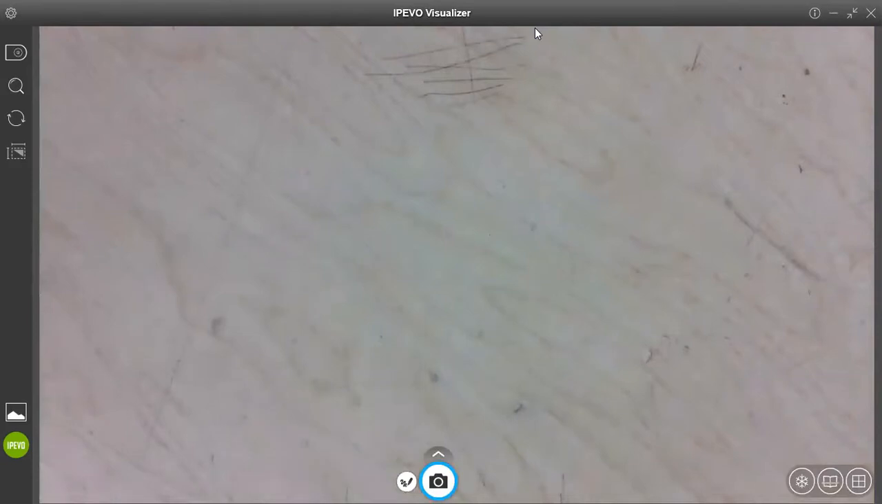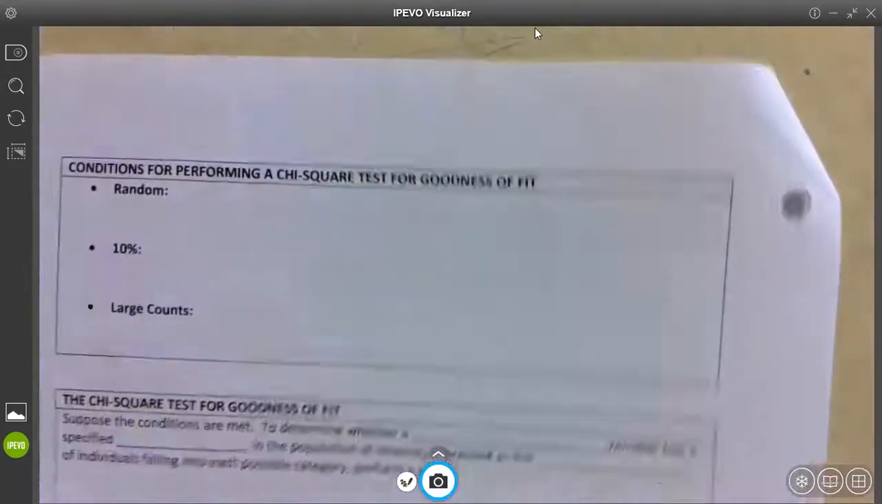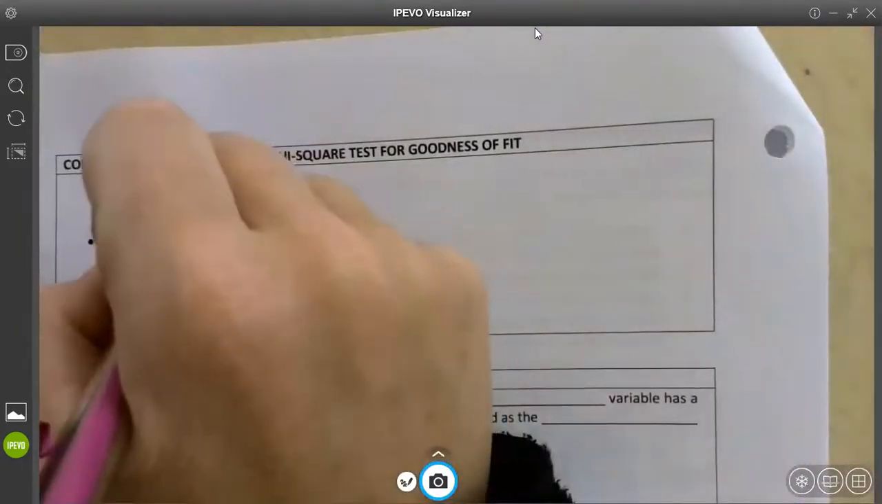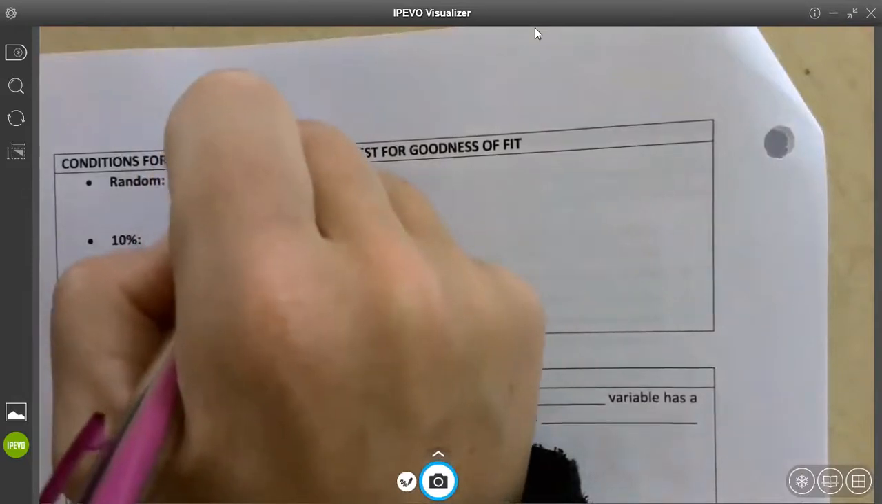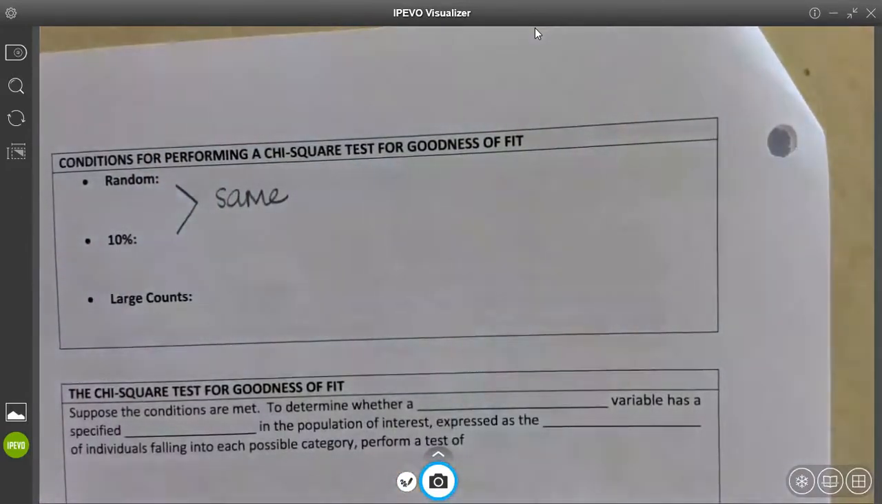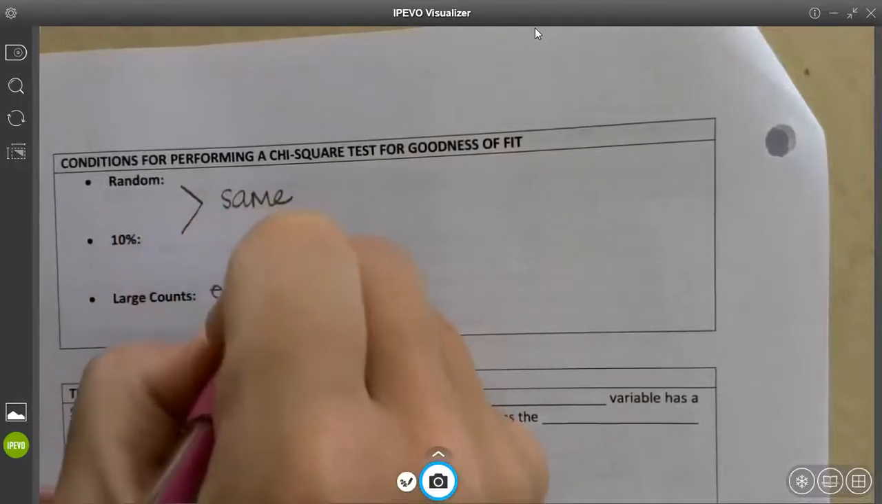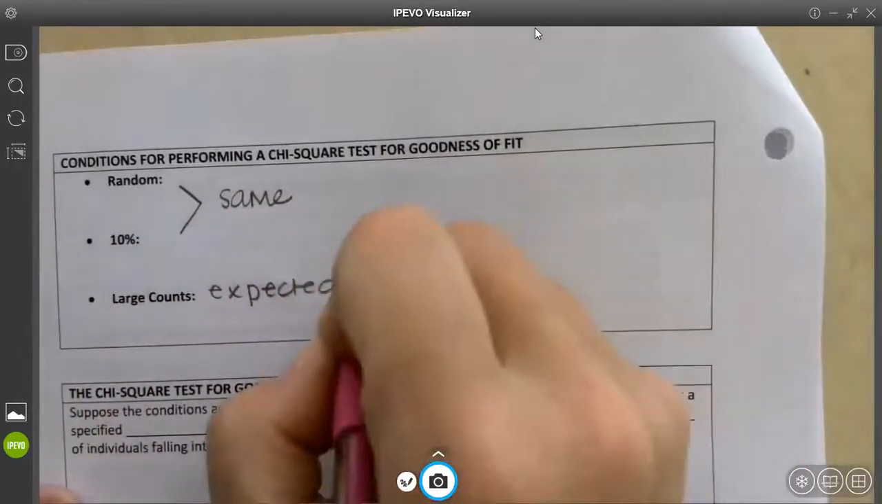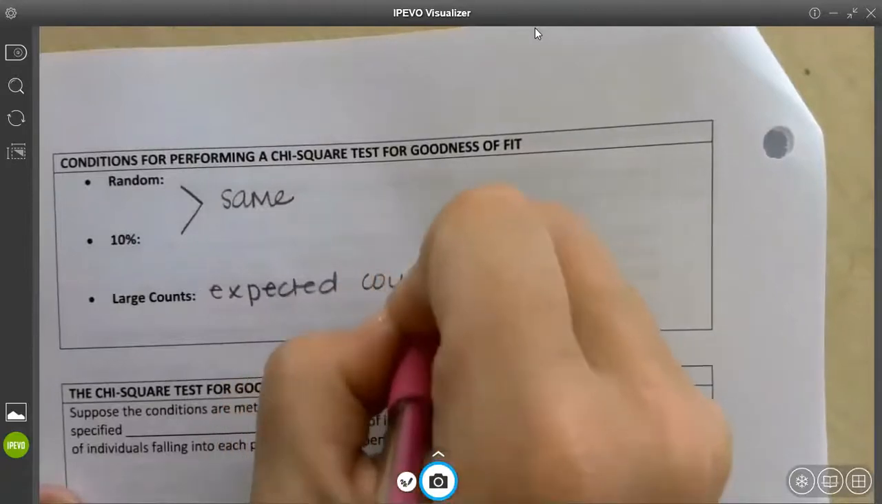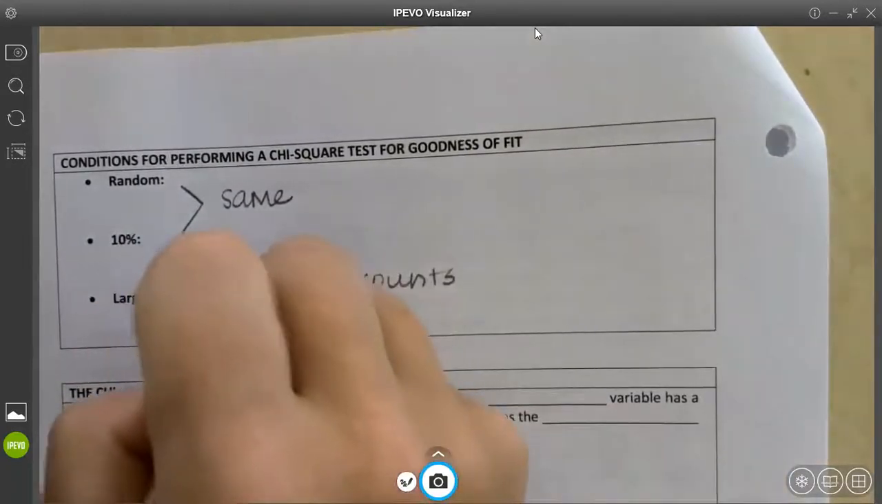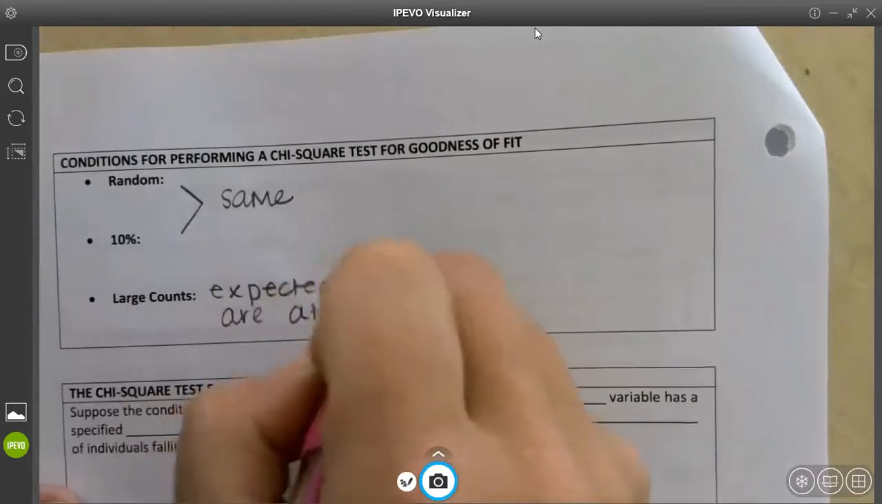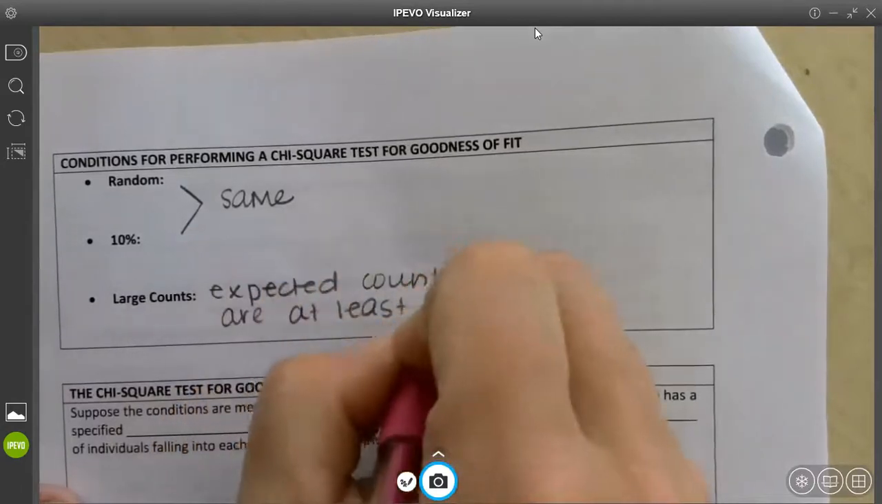What are your conditions for performing the goodness of fit test? Random and 10% are the same as they've always been. Large counts are different this time, and it's exactly what I just told you, the expected count are at least 5.